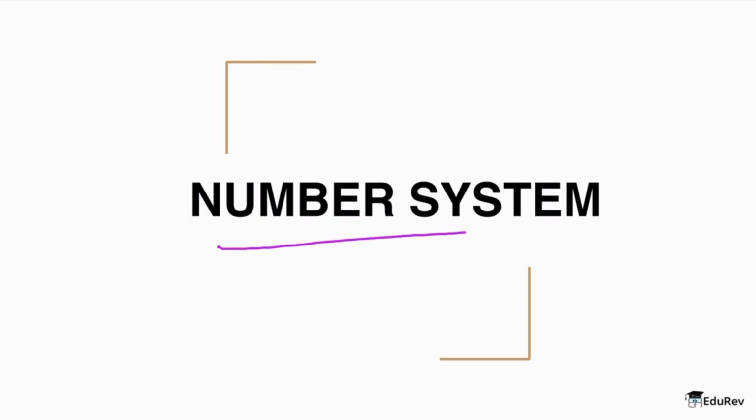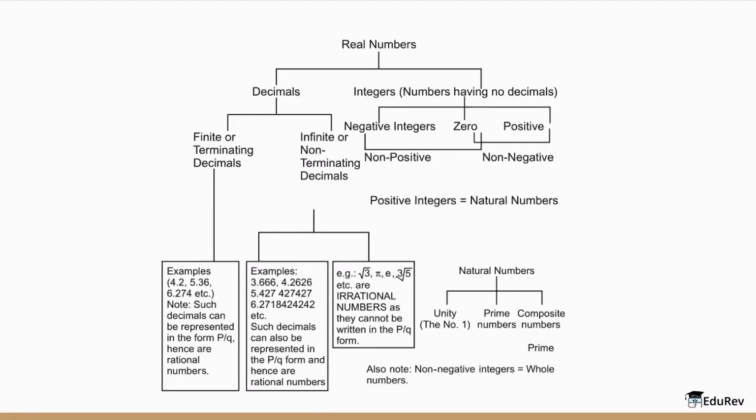So let's begin with the chapter number system. To start off, the following pictorial representation of the types of numbers will help you improve your comprehension of different types of numbers. So here you can see that real numbers are basically divided into two groups, that is your decimals and your integers, that is numbers having no decimals, right?